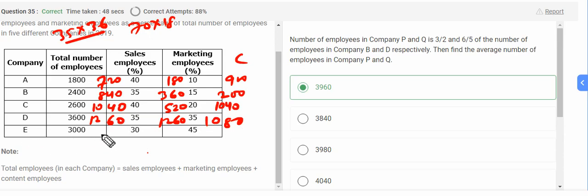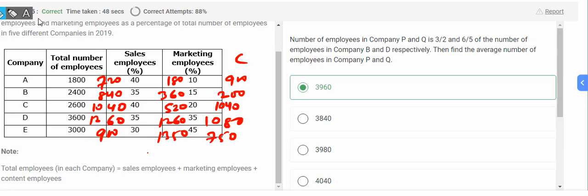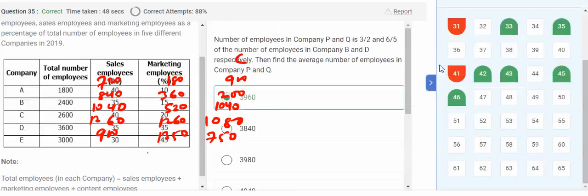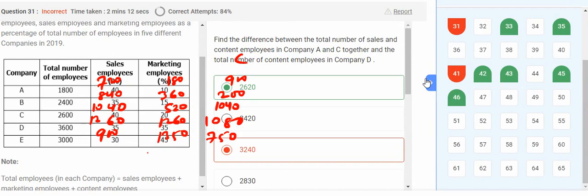And for E, it is 900, 45% will be 1350, and the 25% will be 750. So now we have all the data, and this data is enough to solve the 5 questions related to it. Okay, now let's move to the first question of this set.